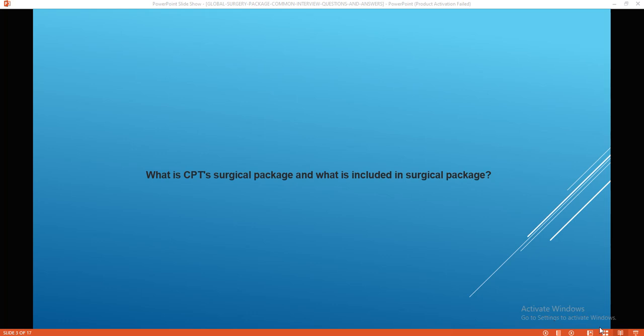Before going further, we need to understand that we have 2 types of surgical package. CPT has one surgical package, and Medicare has another. If you want to work in same day surgery coding, you need to understand the difference between the CPT surgical package and the Medicare surgical package. In the first question, we learned about the CPT surgical package. Now we will learn the Medicare surgical package.